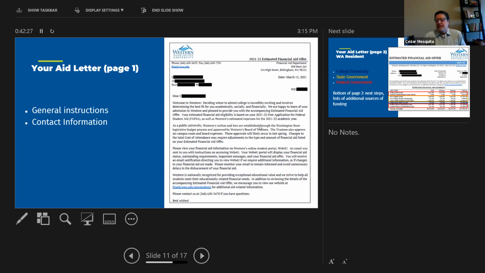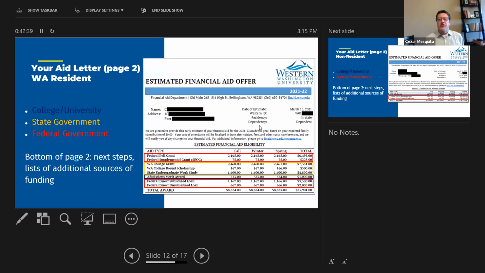Page 1 is usually going to be the welcome, the introduction, in this case by our Assistant Vice President for Enrollment and Student Services, Clara Capron, and more of the general instruction and welcome. Page 2, and this is an example for Washington residents, is where you're going to get the meat and potatoes of what is your aid. And in this one, I want to recall that color coding that we did earlier. Blue for the college or university, you can see there Admissions Merit Award. Orange for the state government, you can see there lumped in the middle, Washington College Grant, College Bound Scholarship, and State Work Study.